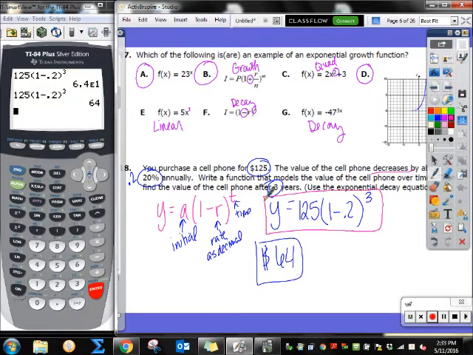Keep in mind that your equation, depending on how your answer choices look, if you wanted an equation to model it, it could easily have a t there instead of a 3, because specifically after 3 years, you would get the $64.